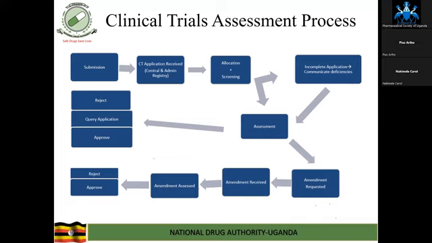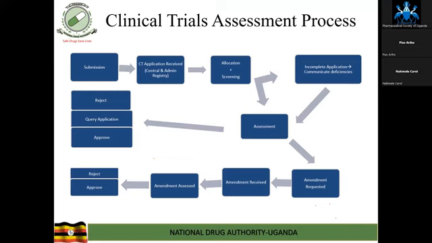And then the NDA reviews the application, reviews the data regarding the drugs, the data regarding the conditions, the data regarding the patient's safety and rights, and approves the clinical trial. At the end of the day, they either approve, reject, or query the application. A query is just a request for further information. And once the applicant responds to the query, they can either be rejected or approved.